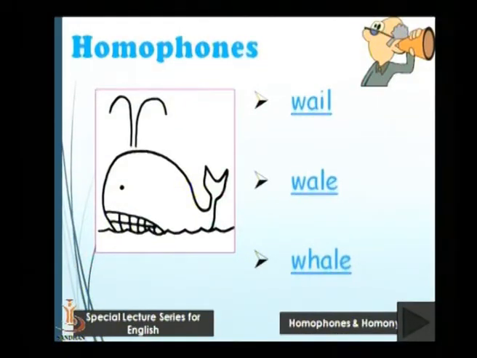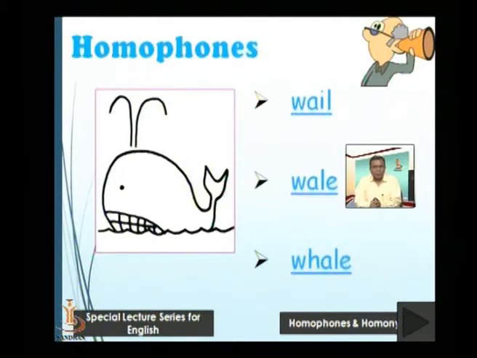Whale and wail is another example. Wailing means crying, W-A-I-L. Whale, you are referring to a giant fish in the ocean. The spelling of whale is W-H-A-L-E. So, again, one more example of homophones.